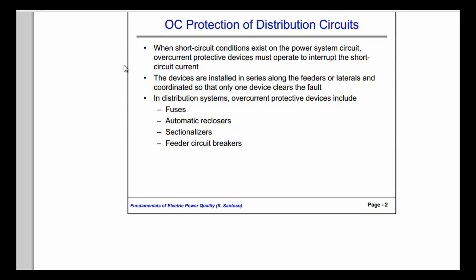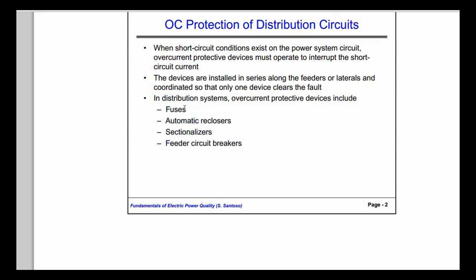So these overcurrent devices include fuses, automatic reclosers, sectionalizers, and feeder circuit breakers. So we have four main devices to protect the distribution circuits, and we must coordinate between all these four devices, meaning that I will go into depth on how to coordinate and calculate the time to coordinate between these four devices. We have the fuses.